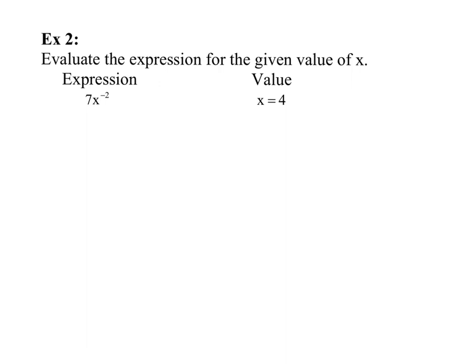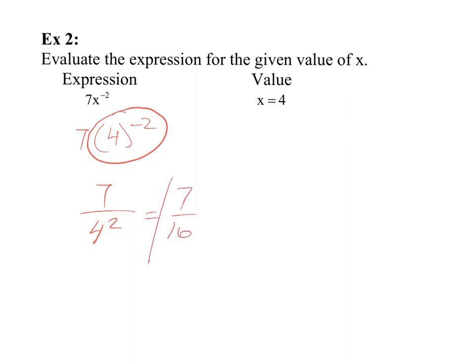Evaluate the expression for the given value of x. So evaluate means you're just plugging the value in that they give you for x. So we have 7 times 4 to the negative 2nd power. Now this piece is raised to the negative 2 power. So that's what you're bringing down to the denominator position, not the whole thing. So we have 7 over 4 to the 2nd power equals 7 over 16. Done. Next example.